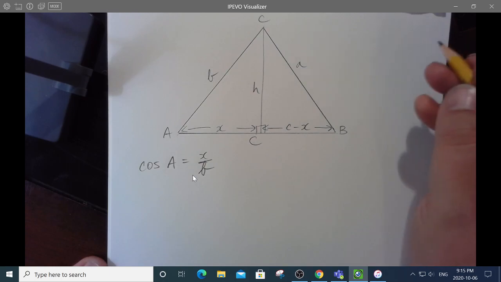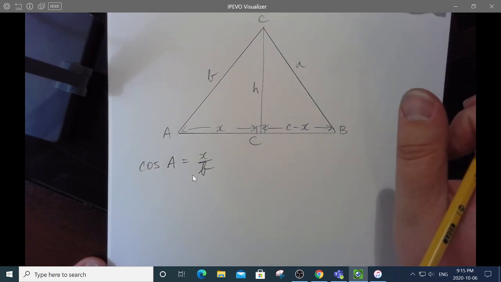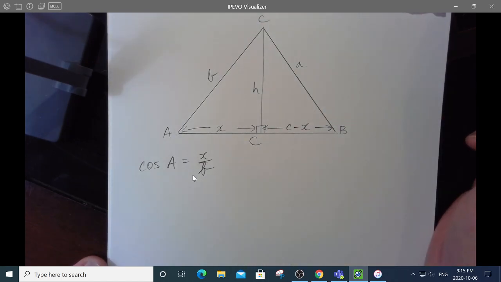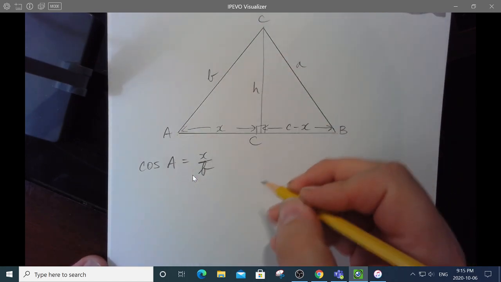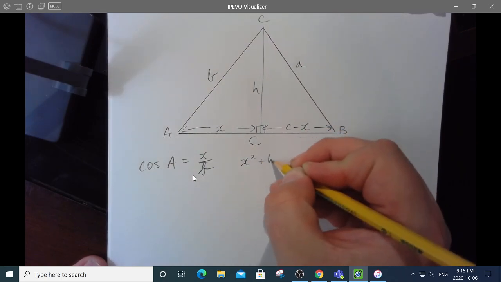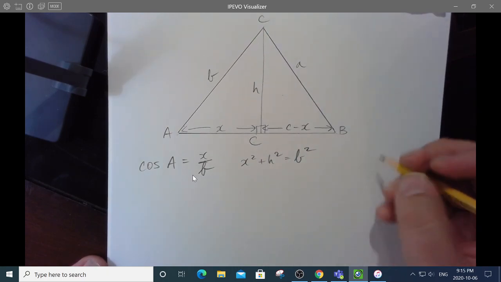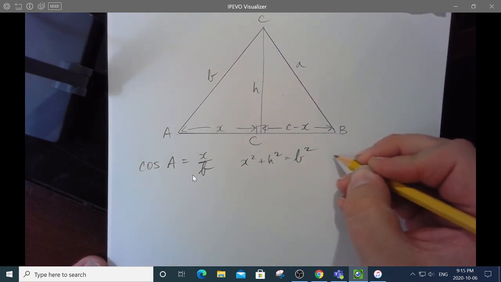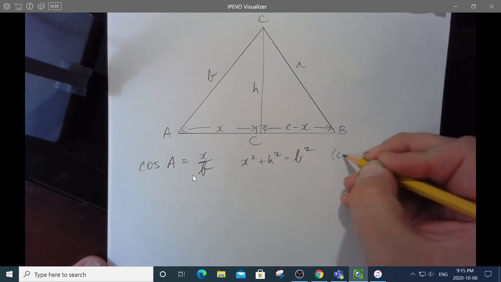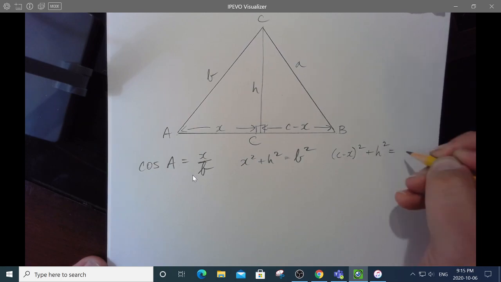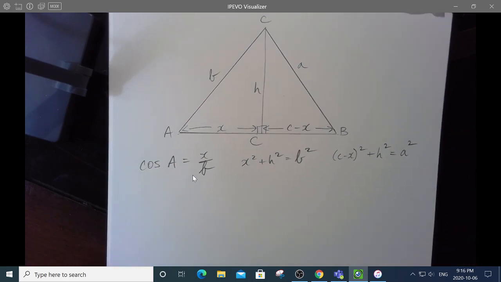Then I'm going to do Pythagoras to both sides of these triangles here. They're both right triangles that I've created by dropping down a height in the bigger triangle. So in this left triangle, x squared plus h squared, leg squared plus leg squared, equals hypotenuse squared. And in this triangle on the right, leg squared plus leg squared is equal to hypotenuse squared.